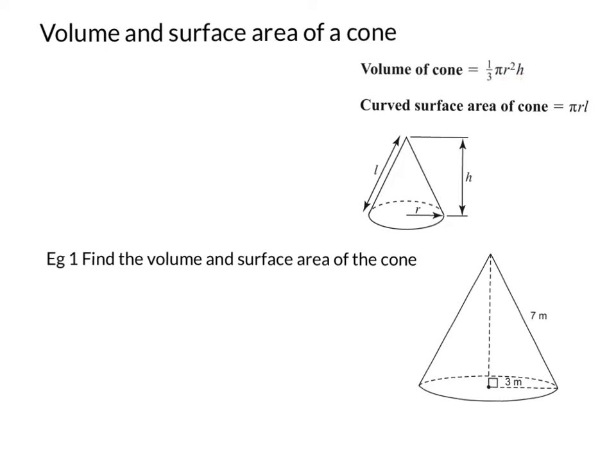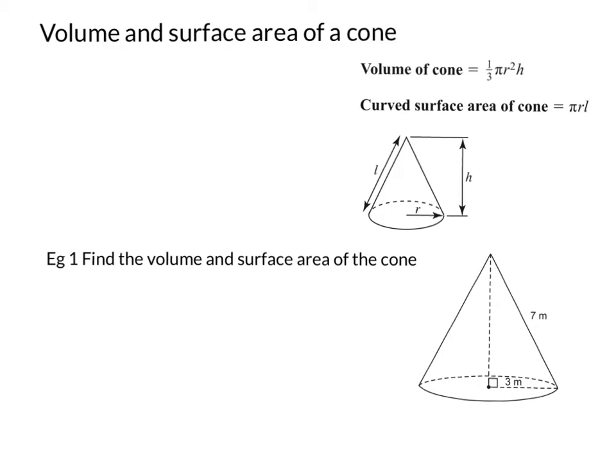So the r is the radius of the base of the cone, which is a circle. The h stands for the perpendicular height, how tall the cone is, and the l is what's called the slant height, so at an angle. If you imagine you're running up from the bottom to the top, that distance there. So we have to find the volume and surface area of this cone here.